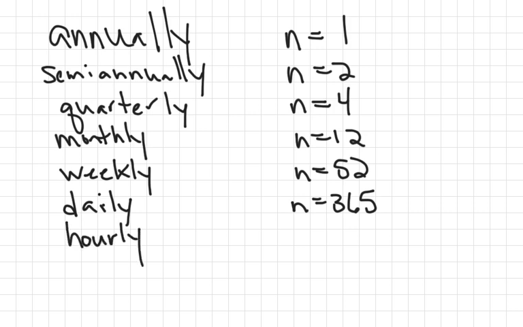Hourly. What would hourly be? Well, if there are 365 days in a year and every day has 24 hours, hourly would be 8,760 times per year.